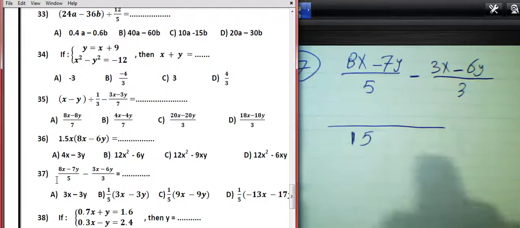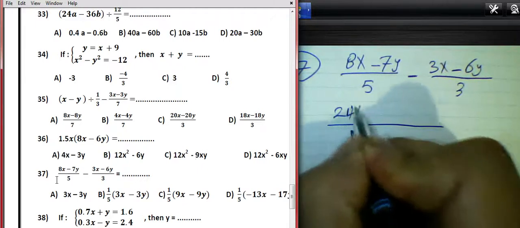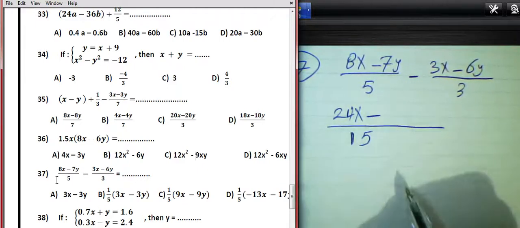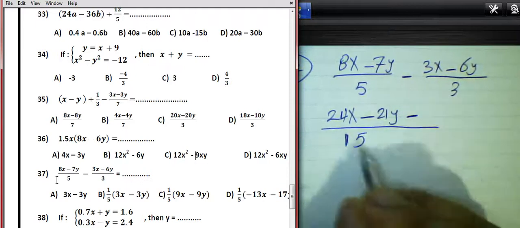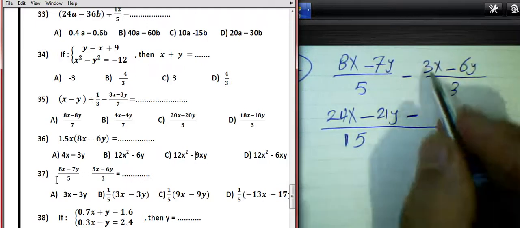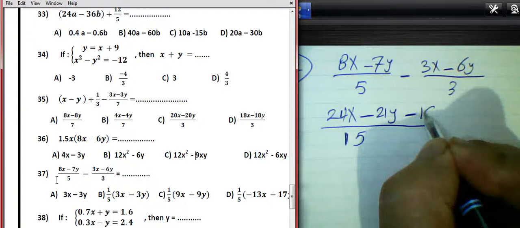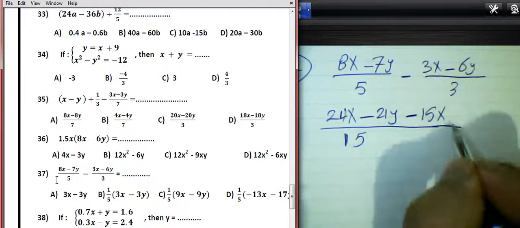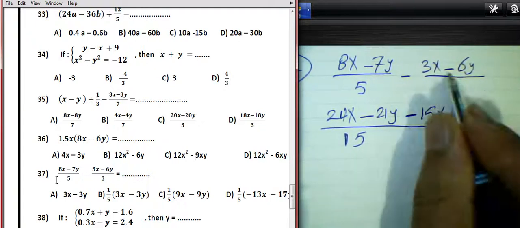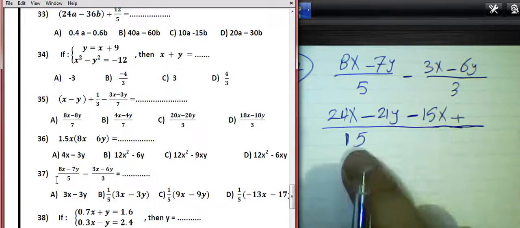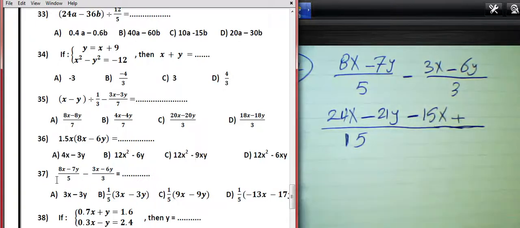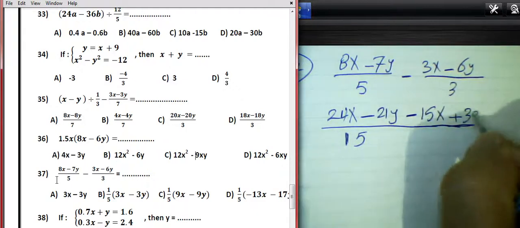3 times 8 equals 24, right? 24x. Subtract: 15 divided by 5 equals 3, 3 times 7 equals 21y. Subtract: 15 divided by 3 equals 5, 5 times 3 equals 15x. And what about the sign here? Negative times negative equals positive. Don't forget this sign here. 15 divided by 3 equals 5, 5 times 6 equals 30y.